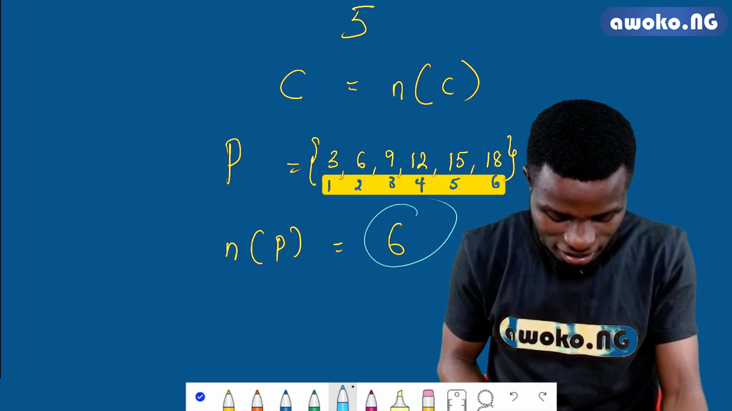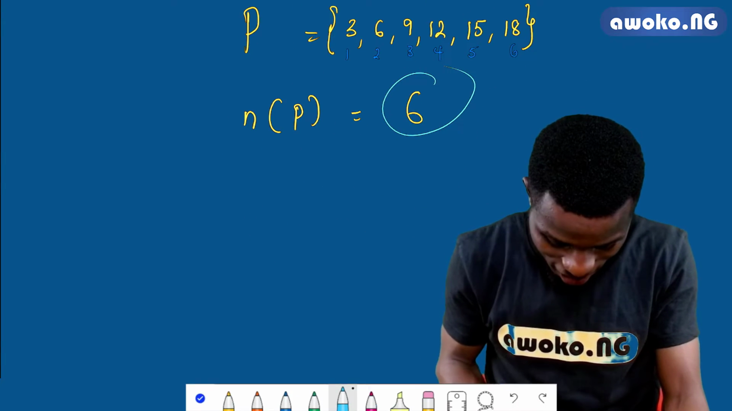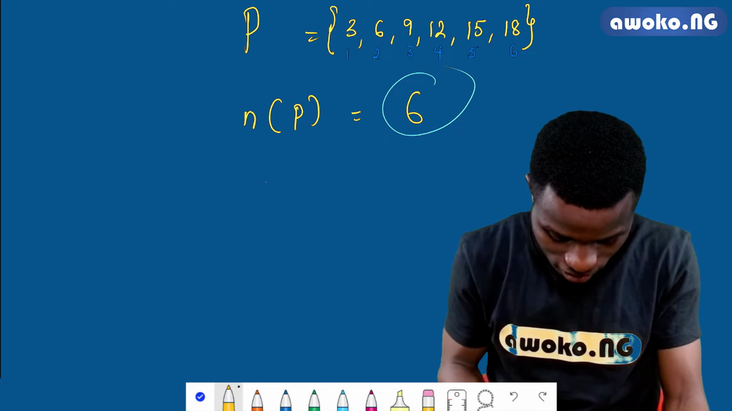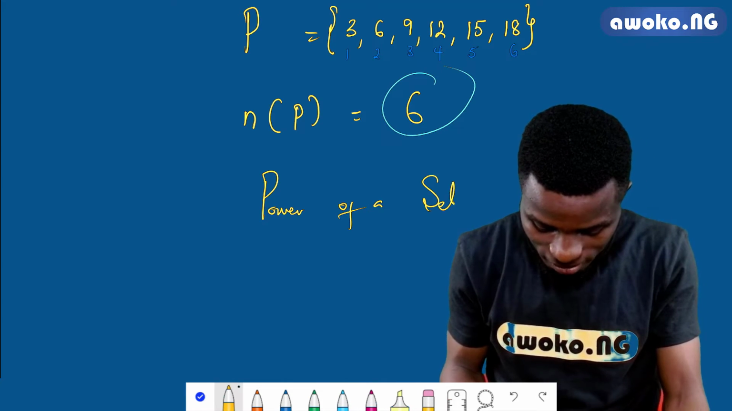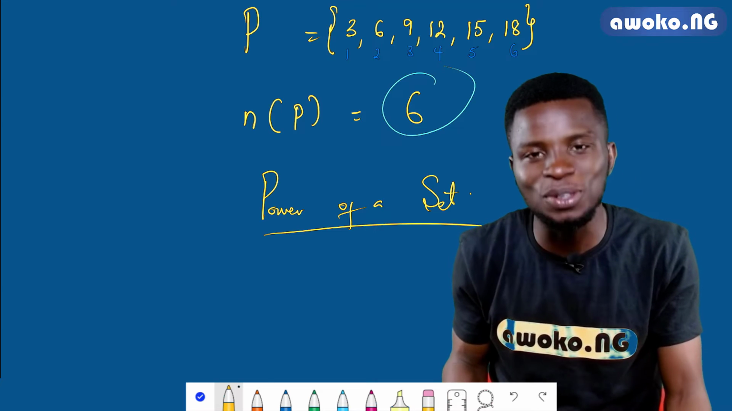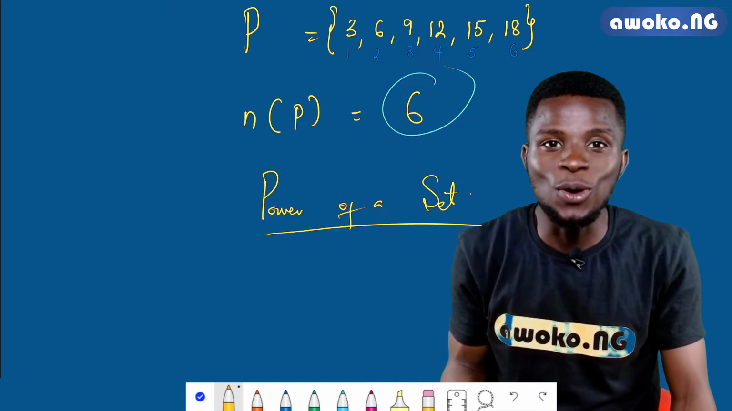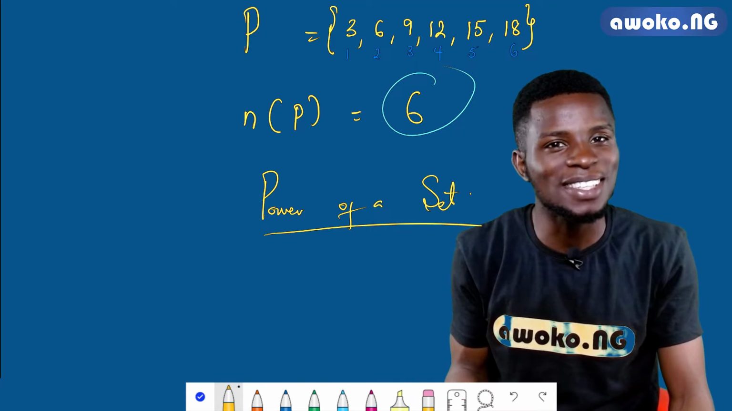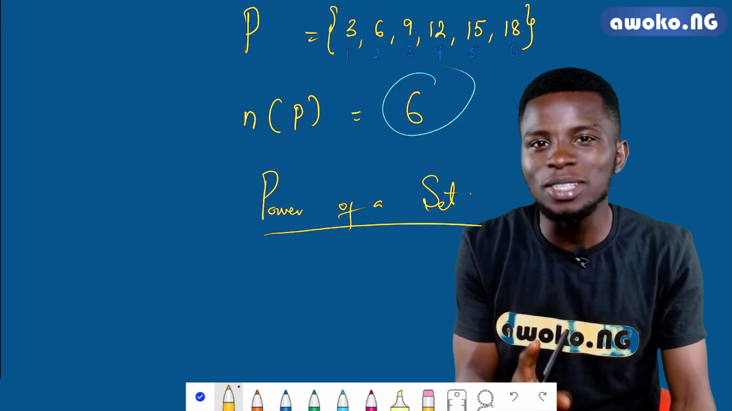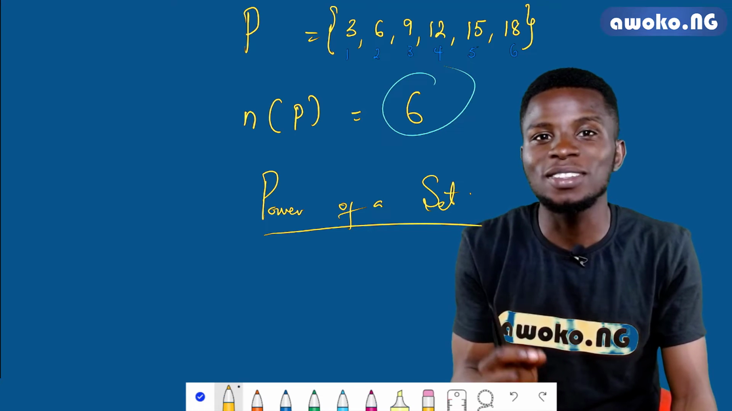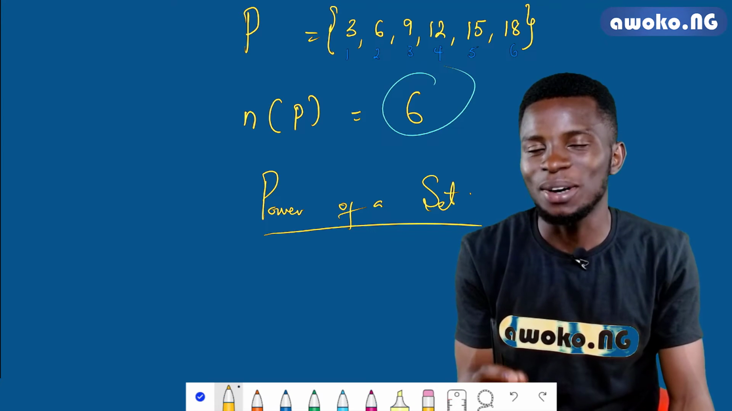So what then is the power of a set? Power is the next thing we are going to consider now. The power of a set. From our physics, we know that power is the ability to do work. So the power of a set is that set that contains all possible subsets of the sets that can be obtained. I'll take that again.